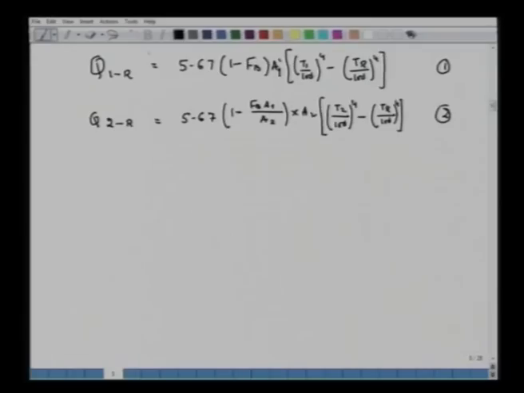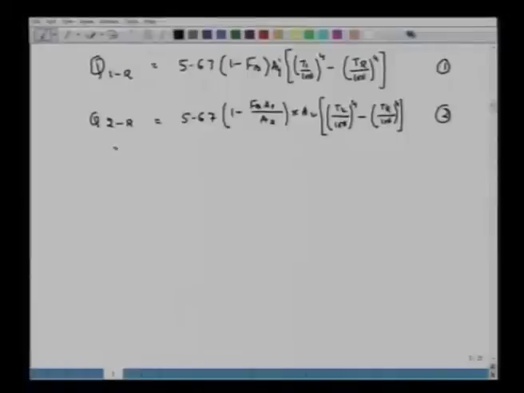Now, we have assumed that there is no heat flow to the refractory. That means there is no heat loss from the inside of the refractory to the environment. That means we have considered an adiabatic wall, and as a result of this assumption we can write down Q1 to R plus Q2 to R is equal to 0. This is our expression number 3. So, solving 1, 2 and 3 simultaneously for TR, this exercise I leave it to you, please do it.